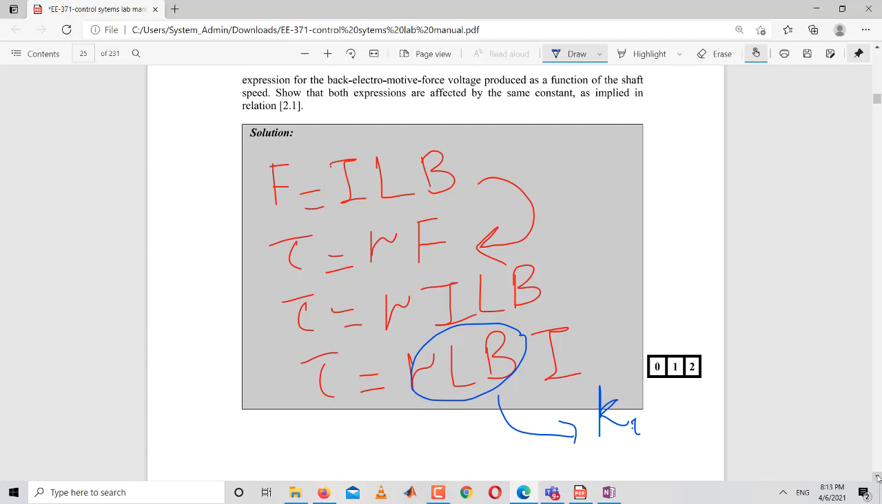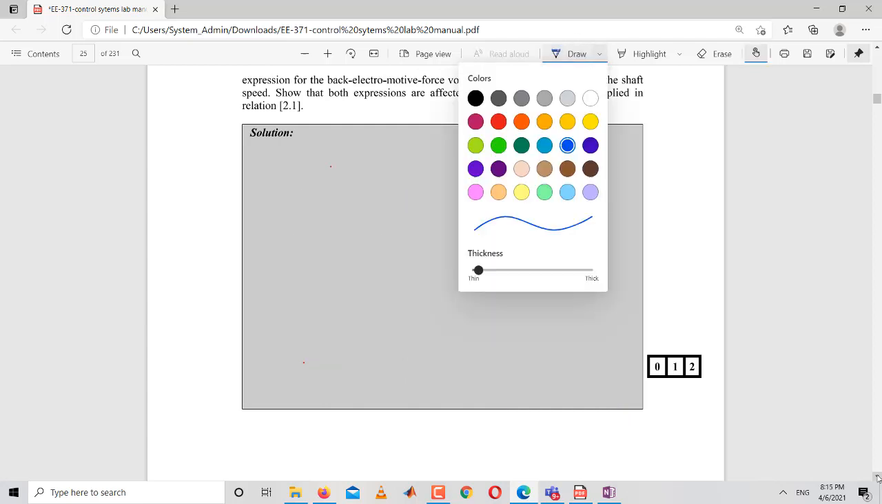Then we have to derive an expression for the back EMF voltage produced as a function of the shaft speed. Now there is another relation, from the basic knowledge of machines, the relationship between the back EMF and speed. So the back EMF, if written as V, is equal to B into L into speed. Back EMF, I am writing E in the subscript to show that this is voltage, and I am writing this speed V here as small v without any subscript.